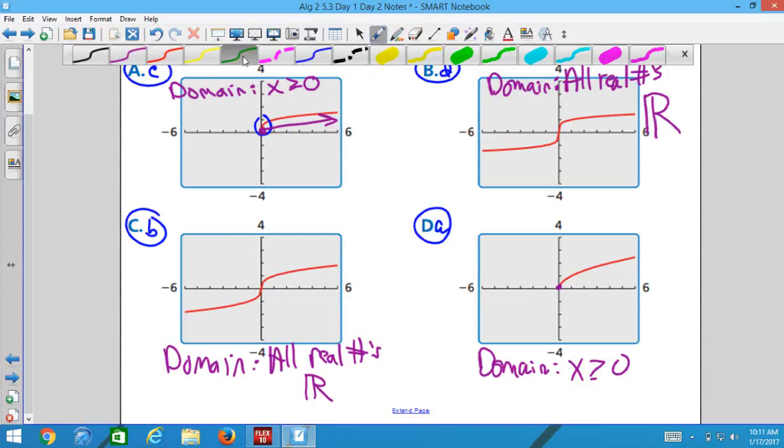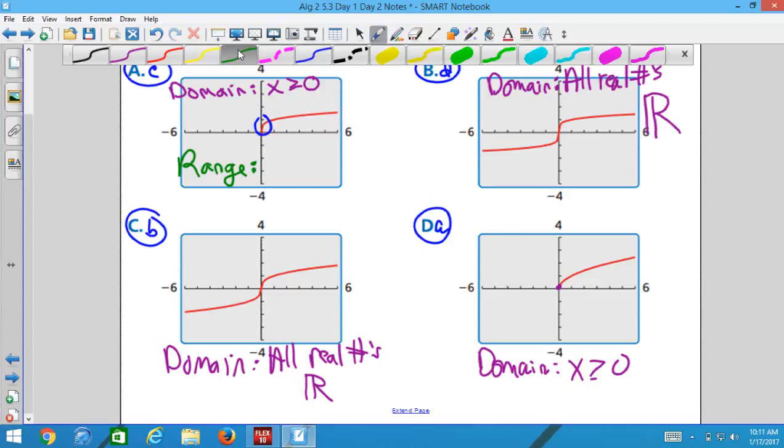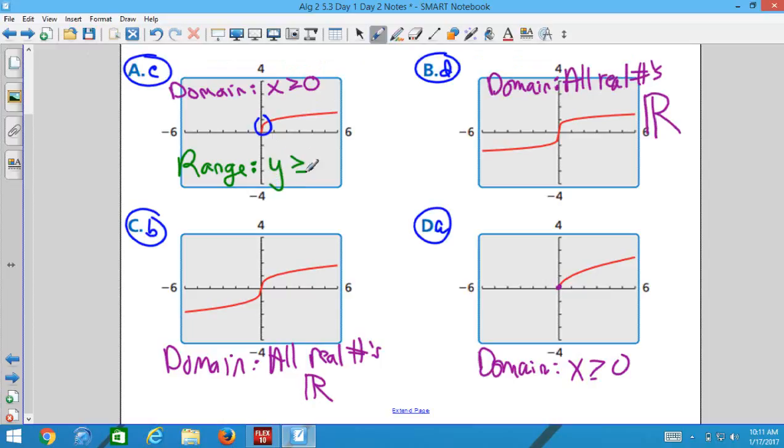We'll go through and we'll do our range for each. So the range is down to up. Y is greater than or equal to zero. So you're going to write y is greater than or equal to 0, right? Because y starts at 0 and then goes up from there.